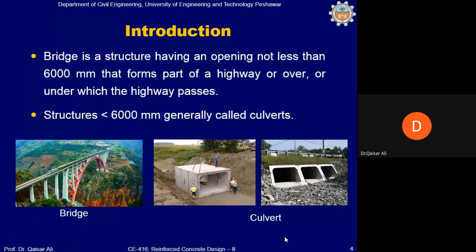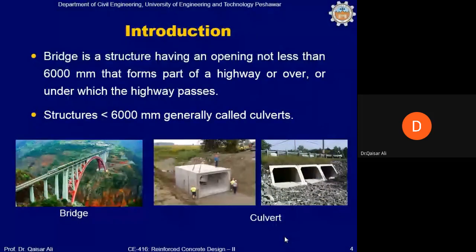And then the difference between a bridge and a culvert: the definition is not very clear and defined in many books. However, for the purpose of terminology, we will call those structures culverts whose total overall span is less than 6 meters or 6,000 millimeters. So any opening with less than 6 meters, and if it becomes part of a highway, then it will be called a culvert.